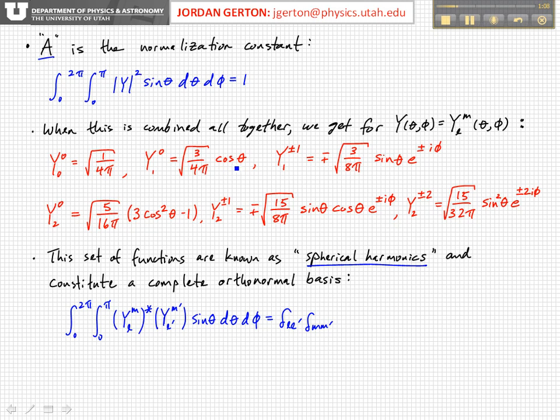cosine theta. If L is equal to 1 and M sub L is equal to plus or minus 1, we get minus or plus. That is, the minus goes with M_L equal to plus 1. The plus goes with M_L equal to minus 1. Root 3 over 8 pi times sine theta e to the plus or minus i phi. Again, the minus goes with plus 1, and the plus goes with minus 1.